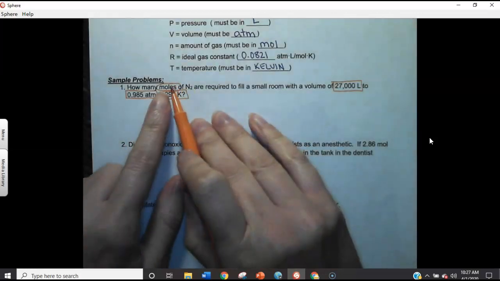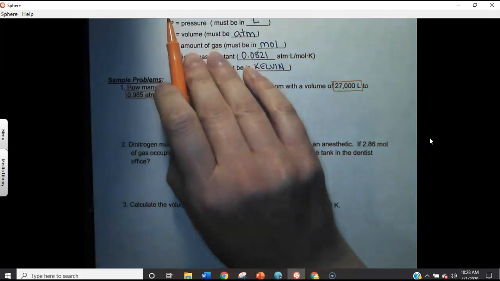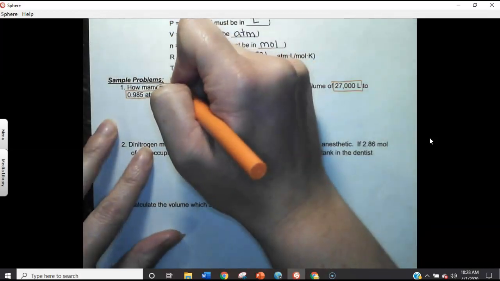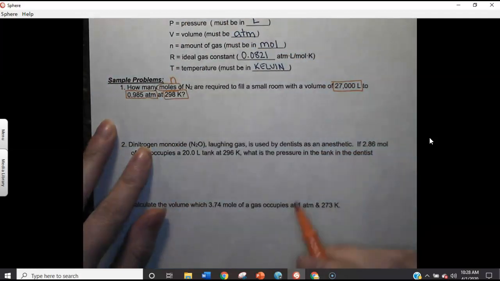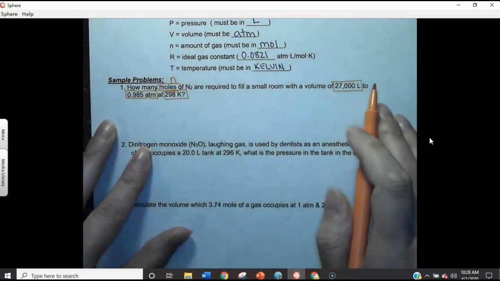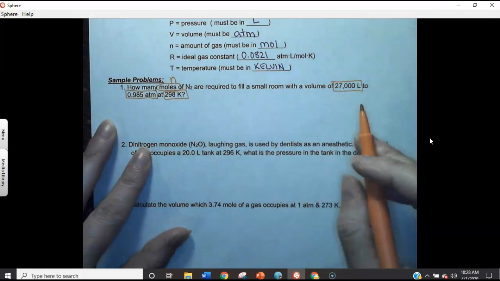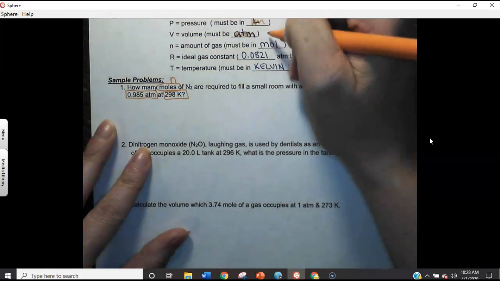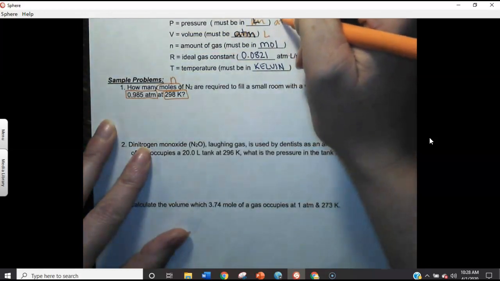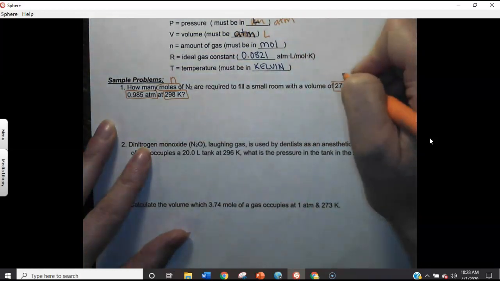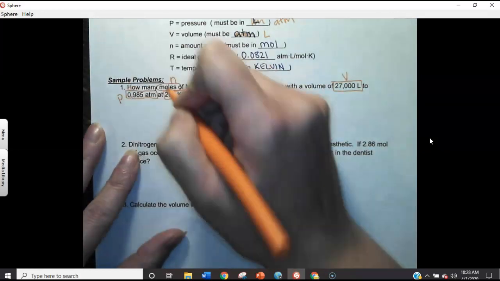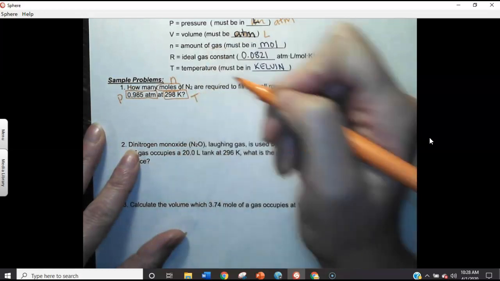So moles, let me go like this, PV equals nRT. Moles gets the letter n. So I'm solving for n. L, liters, is the unit for volume. Oh, and I have these ones written backwards up here, I just noticed. That was silly. I took bad notes. There we go. So liters tells me this is my volume value. atm makes this my pressure. And K makes this my temperature.